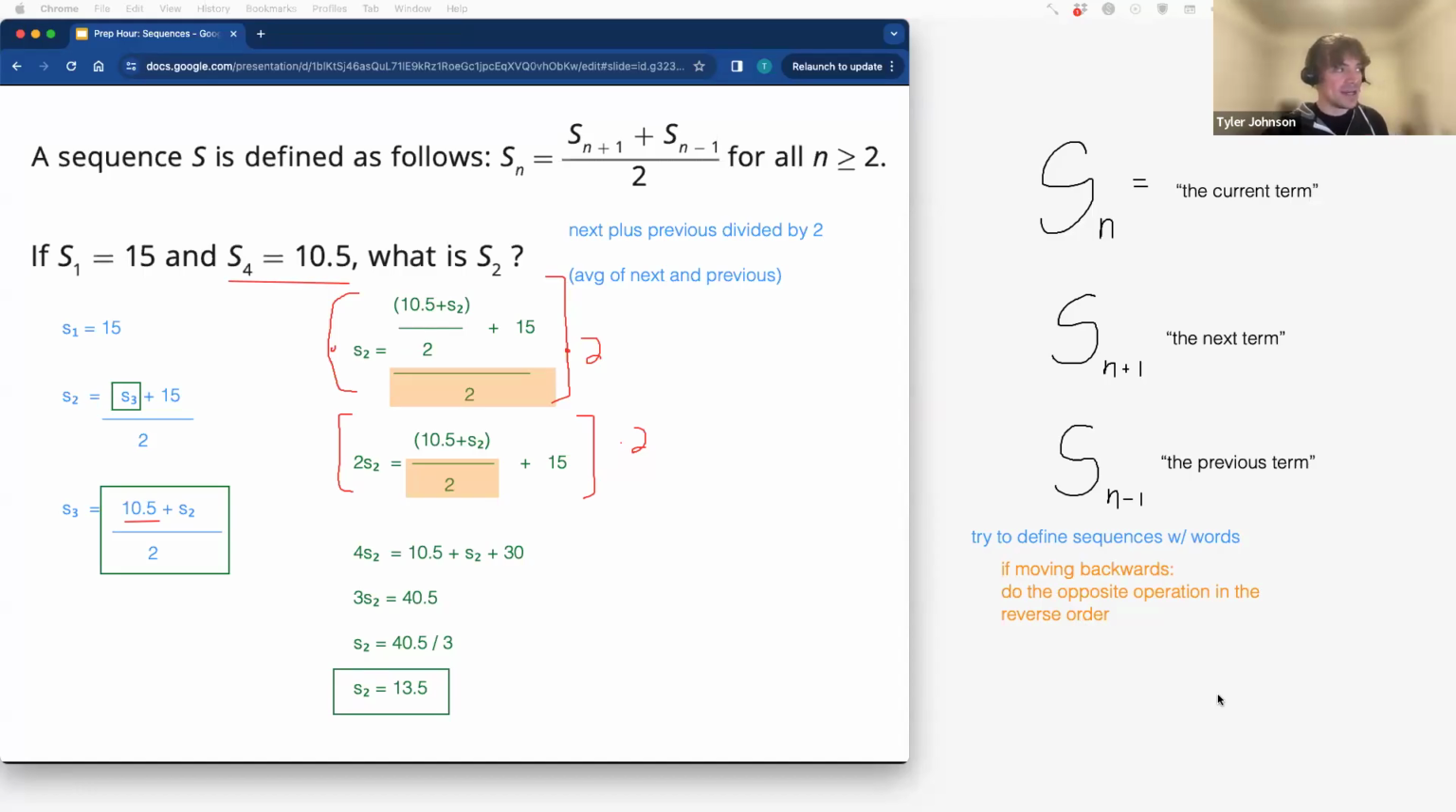Okay, here is another sequence. This time we're looking for something a little different, so make sure you read carefully.